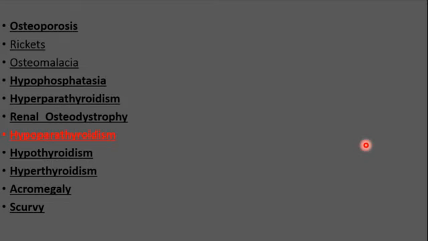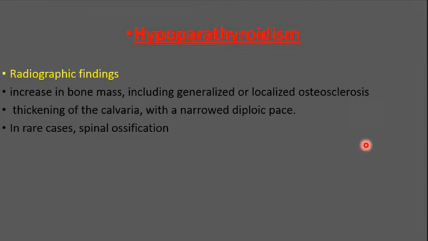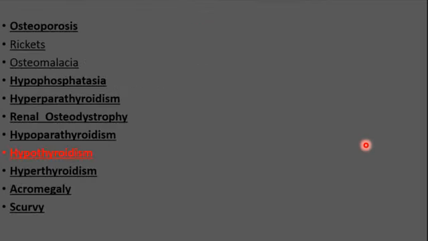Shift to hypoparathyroidism. We're not going into detail on pseudohypoparathyroidism, just the radiological findings of hypoparathyroidism. There is an increase in the bone mass, including generalized or localized osteosclerosis. That is the reverse of hyperparathyroidism. There is thickening of the calvaria with narrow diploic space. In rare cases, there is spinal ossification. We have no picture for hypoparathyroidism.